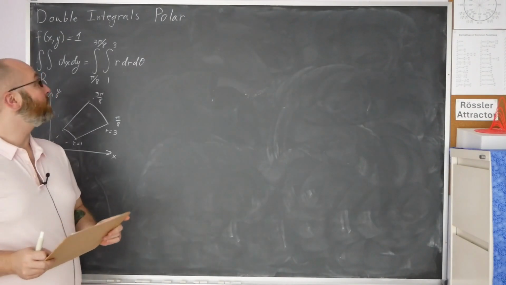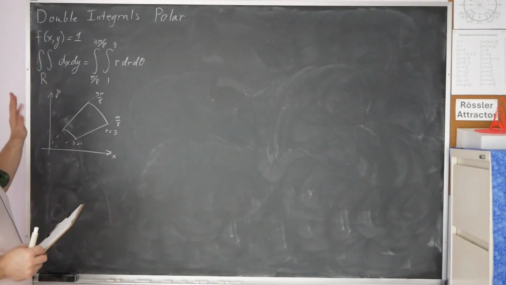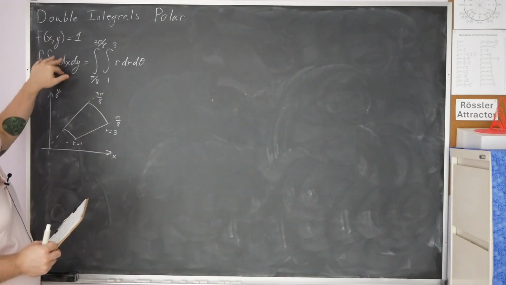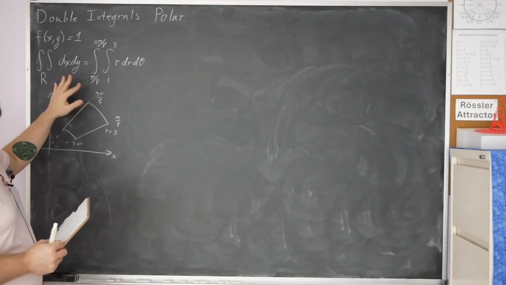One final thing before moving on, double integrals in polar: we can actually check this result if f of x comma y equals 1, and we can check these integrals are equal just using geometry.